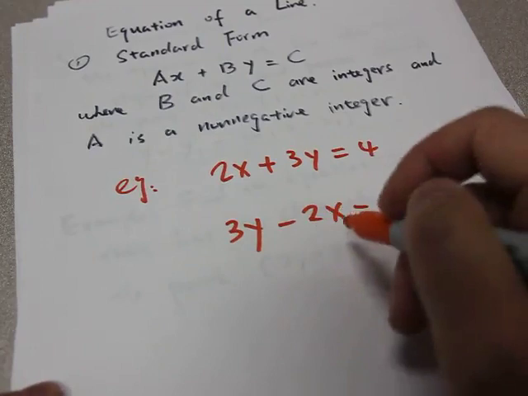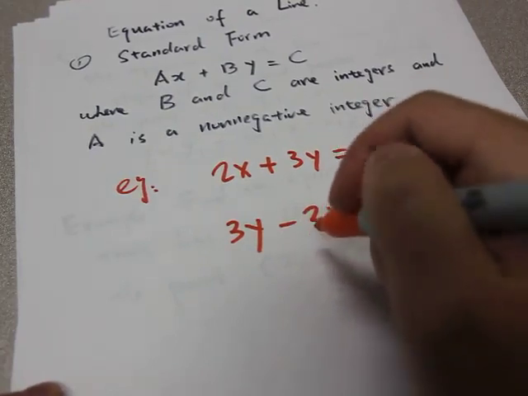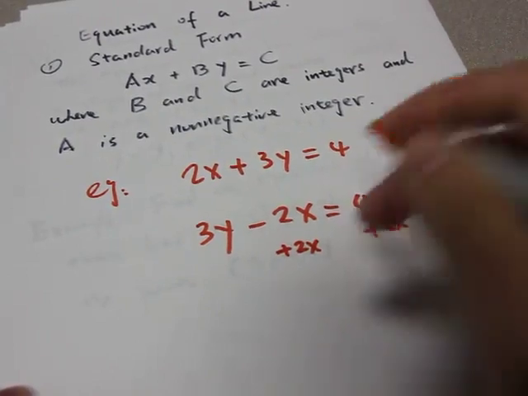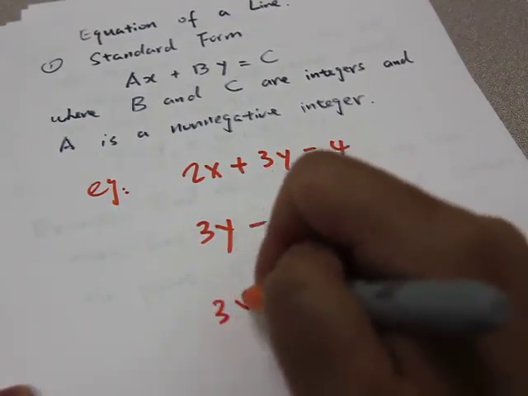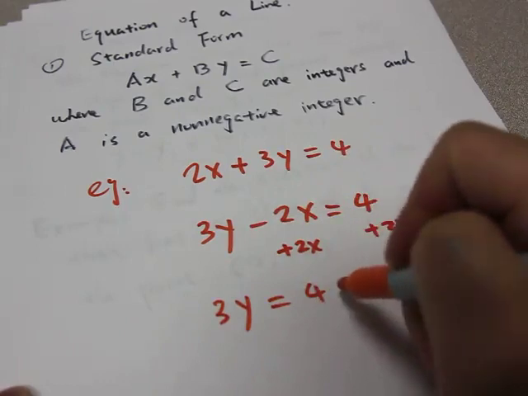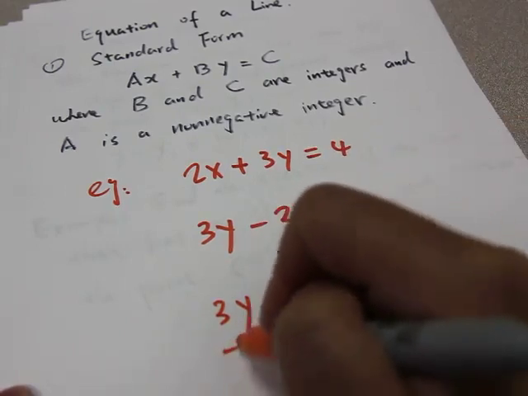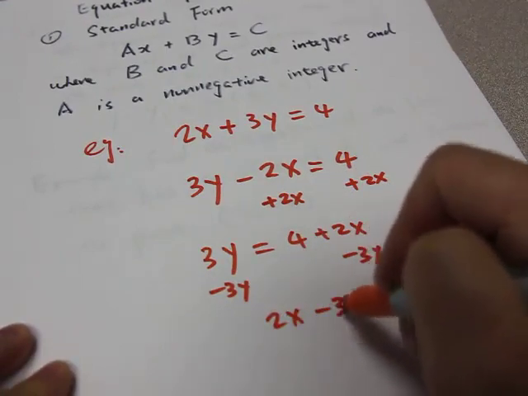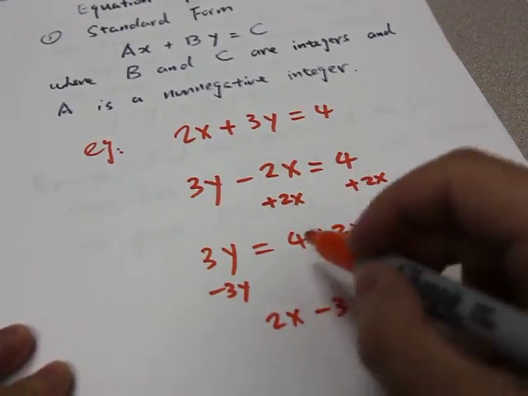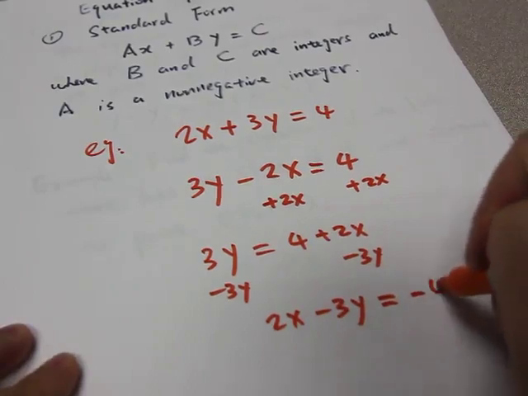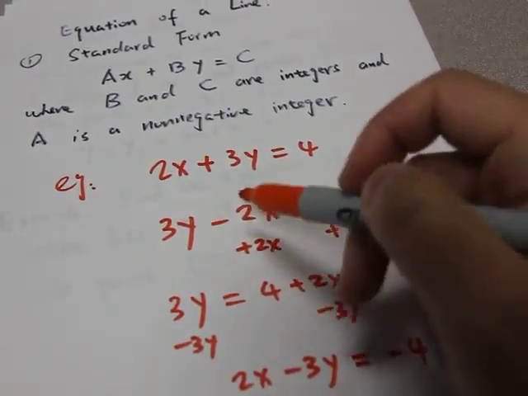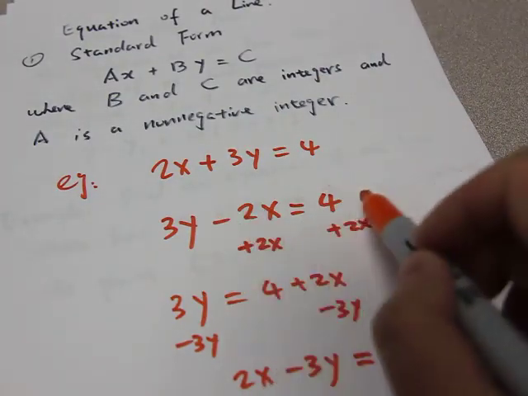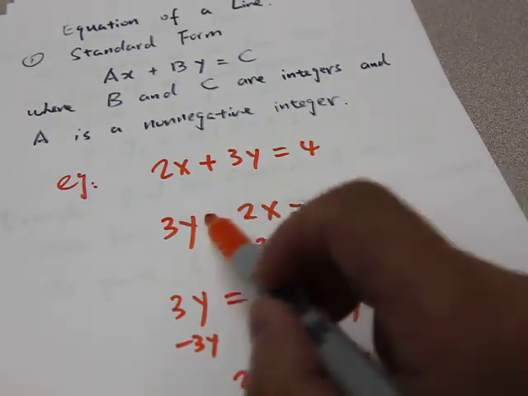So the way we change this is we add 2x on both sides. And then we subtract 3y from both sides. And then we subtract 4 from both sides. So in other words, I move 3y and -2x to the right, and I move 4 to the left.